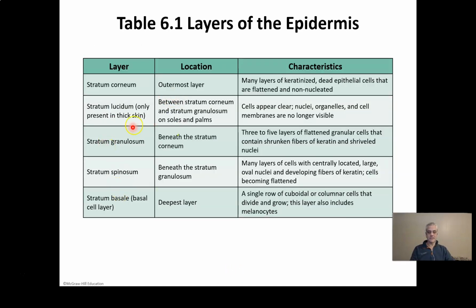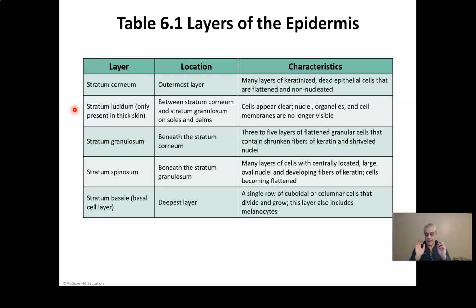So here's the layers in a table form, right? Come, let's get sunburned. Stratum lucidum. Remember, that's only in the thick skin areas. So the soles of your feet and the palms of your hand are the only two places where you will have all 5 layers. Otherwise, the rest of the body has 4 layers. Stratum corneum on the outside, stratum granulosum, stratum spinosum, stratum basale, working from outside to inside.